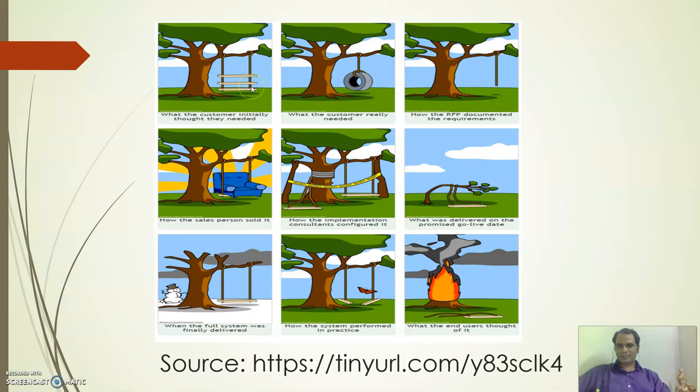The customer thought they may need this, and actually what they may be in need of, and how the documentation about this requirement was done. So these are gaps in the requirements, miscommunication that can happen. To avoid this miscommunication, we need to have a proper design. That is the reason why we should have a proper model.